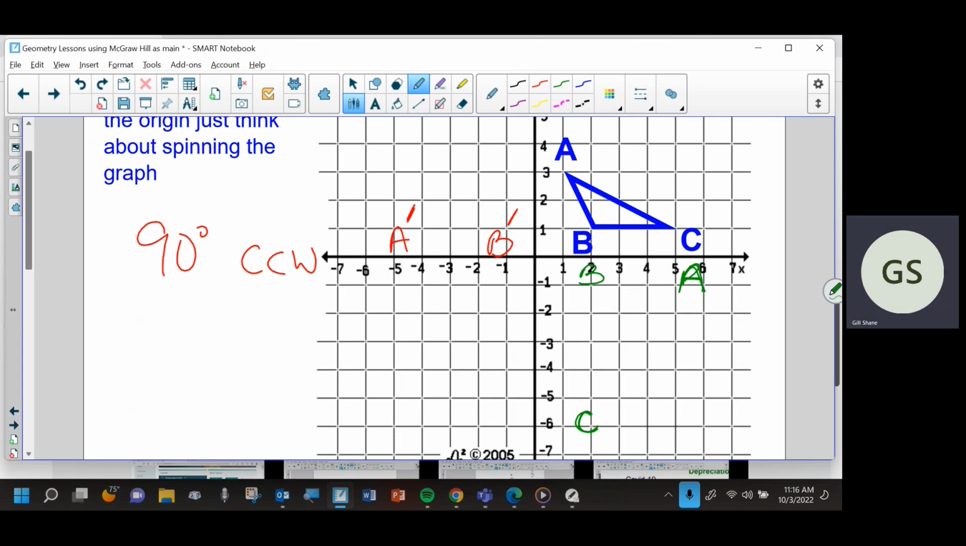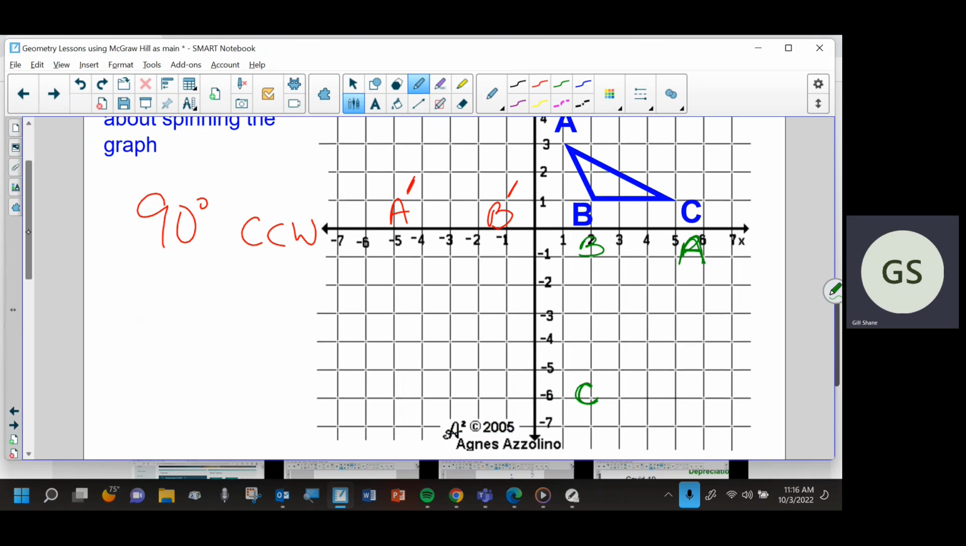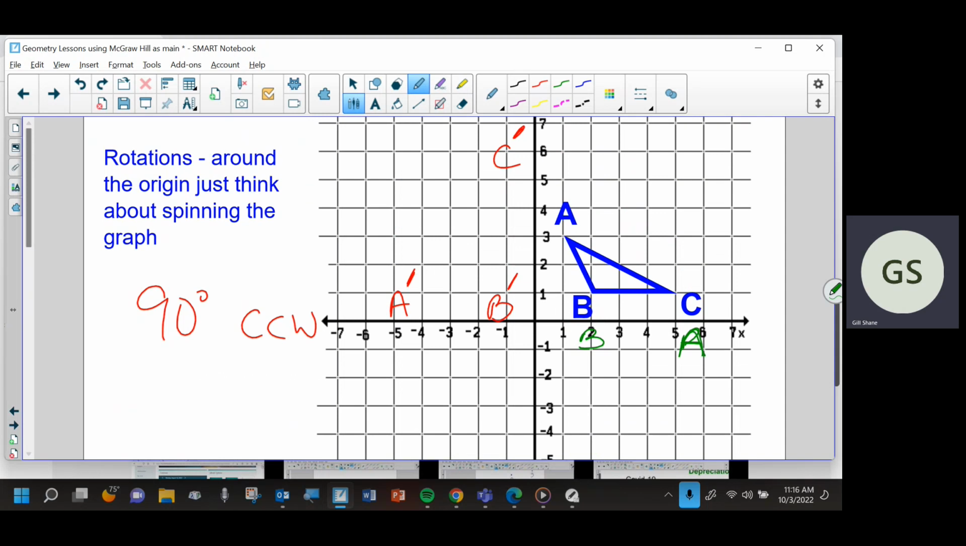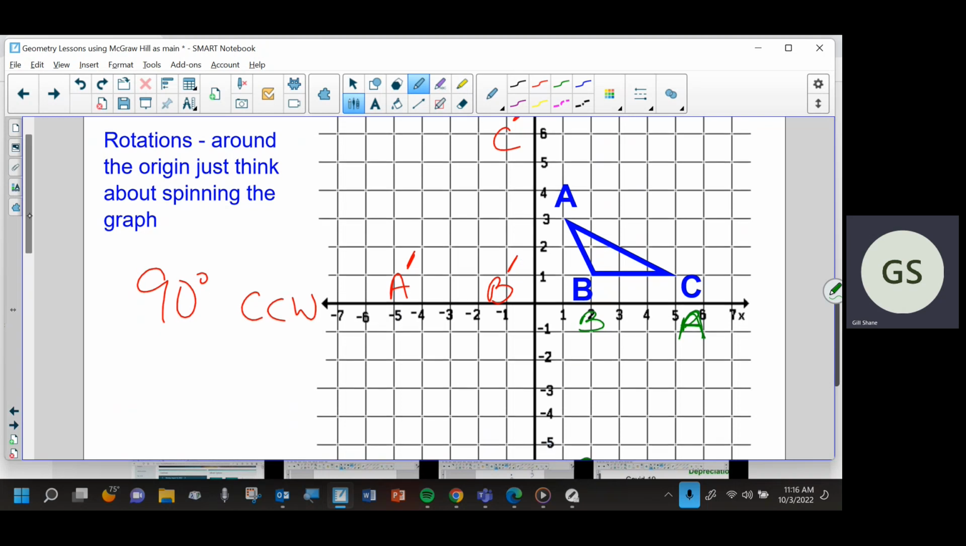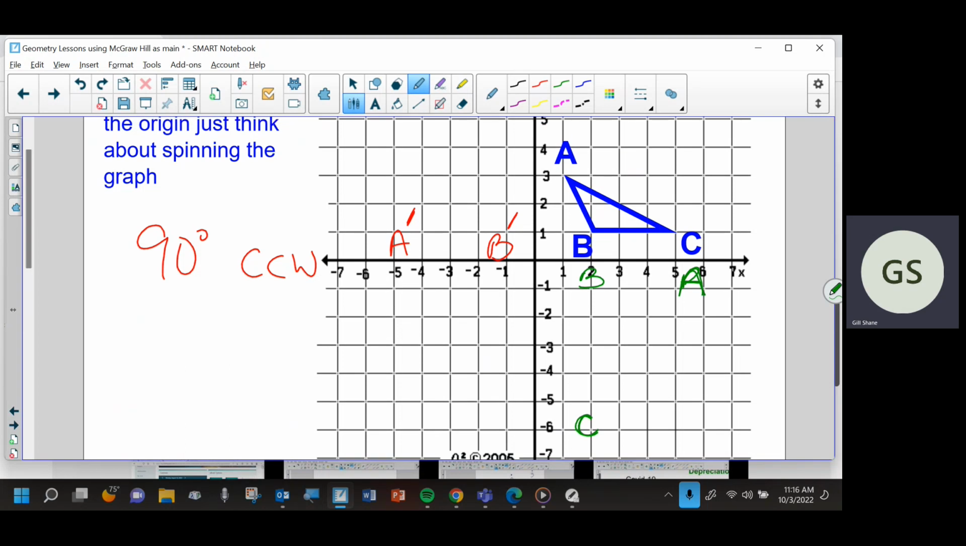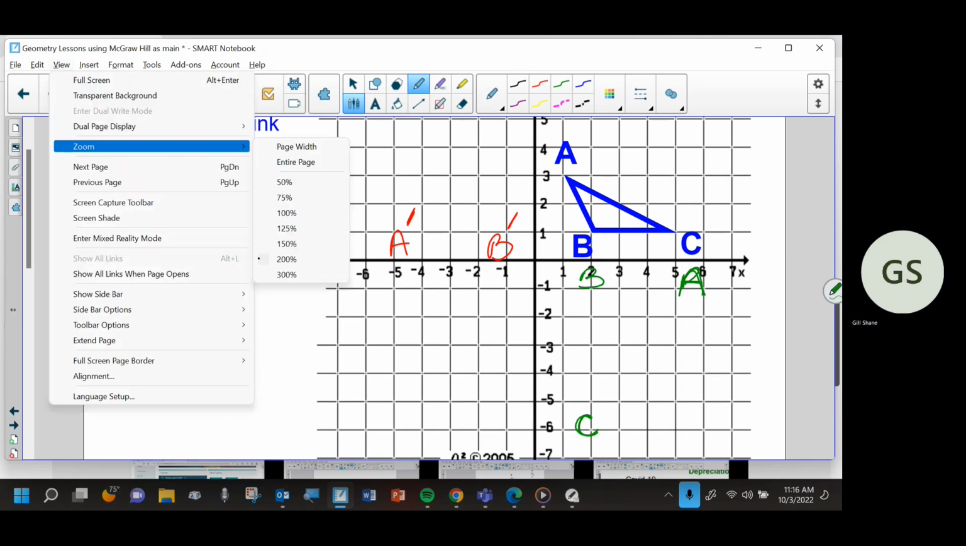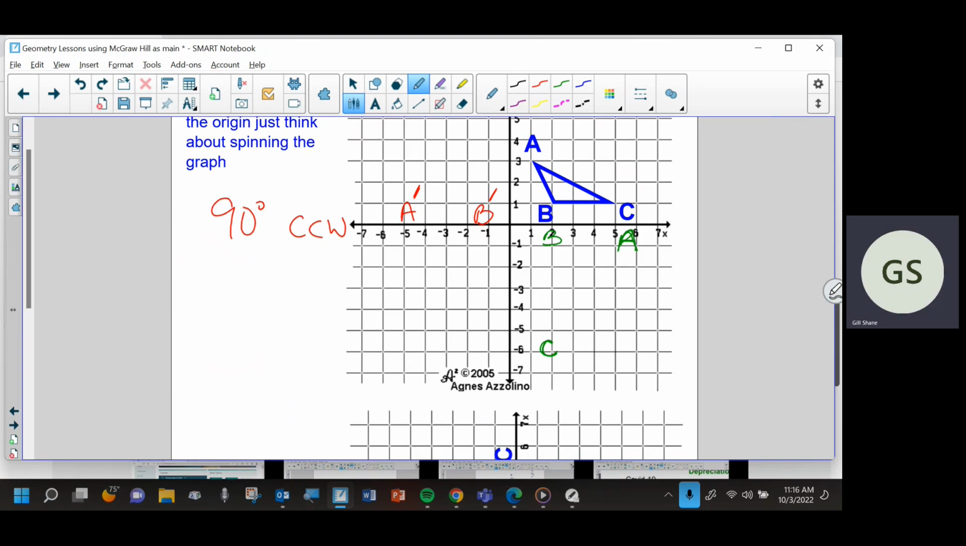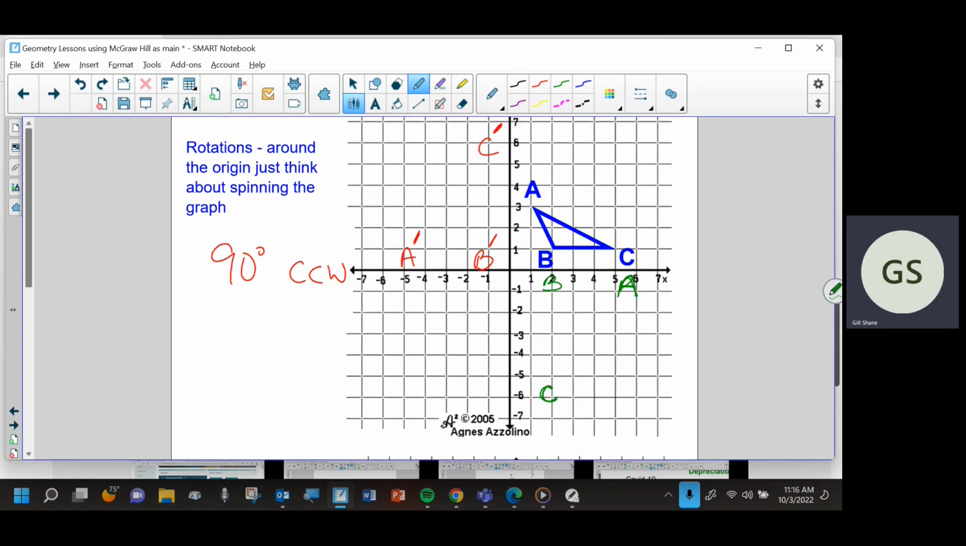And then, like we said, 180 will always be over here. You have to imagine it turning one more time. It does not matter which direction you go for 180 degrees. So it doesn't matter if they say 180 degrees clockwise or counterclockwise, it's going to be in the same spot. If I turn, and I'll just show you this. So let's say I took the red image, and let's say I turn it one more time, one more 90-degree turn.